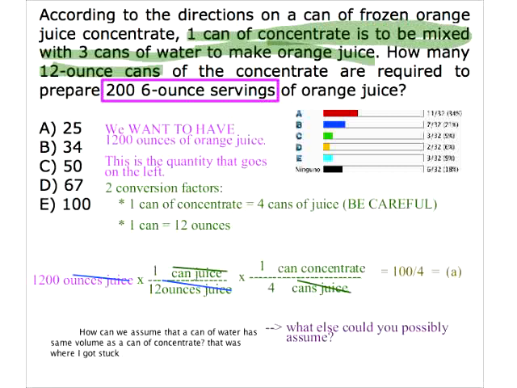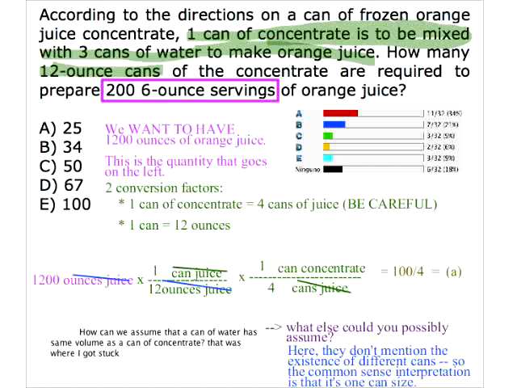If they don't distinguish one type of can from another, then it must mean it's the same. They don't mention any sort of existence of different types of cans. So the common sense interpretation here is that it's one can size. Because if it were not one can size, they would very clearly have to tell you that. So if they don't tell you that, there's only one thing that could mean, which is that it's a single size of can.